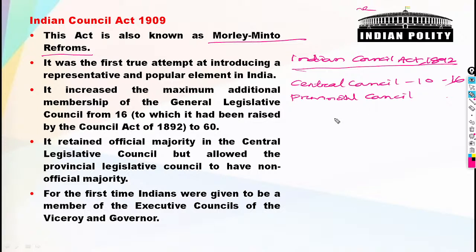Okay, now members of the council could debate the budget. It extended the legislative powers of the members by giving them authority to discuss the budget without having the ability to vote. It made indirect provisions for elections. First of all, it introduced the principle of elections.